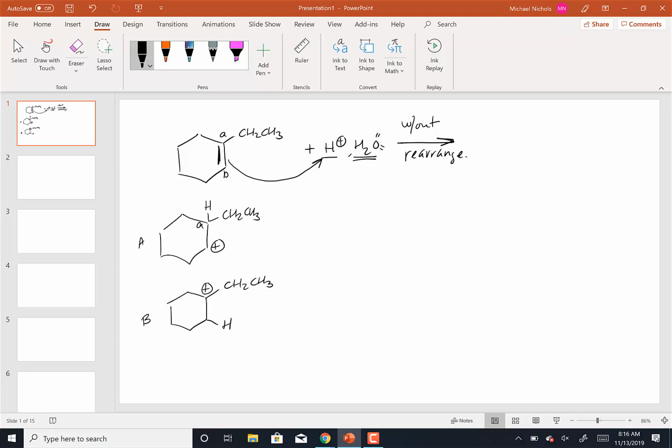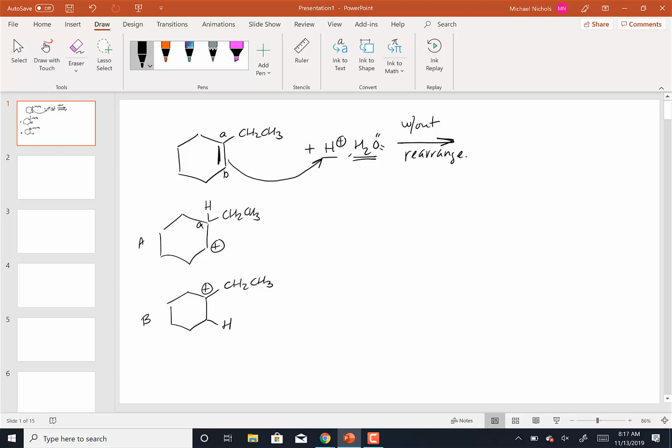Let's say it all at once. A or B? 1, 2, B. Thank you, B. Why B? Because it's a tertiary carbocation. So my choice is forming a secondary carbocation or tertiary. Which one am I going to form? I'm going to form the more stable one. So that means that I'm going to form more tertiary than secondary.